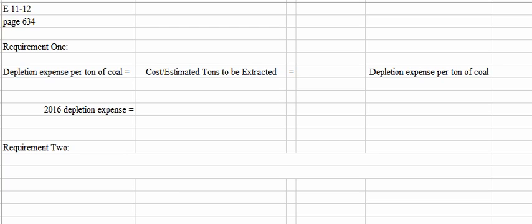Okay, well next look at exercise 11-12 on page 634. And here, you guys, we're dealing with a depletion problem.